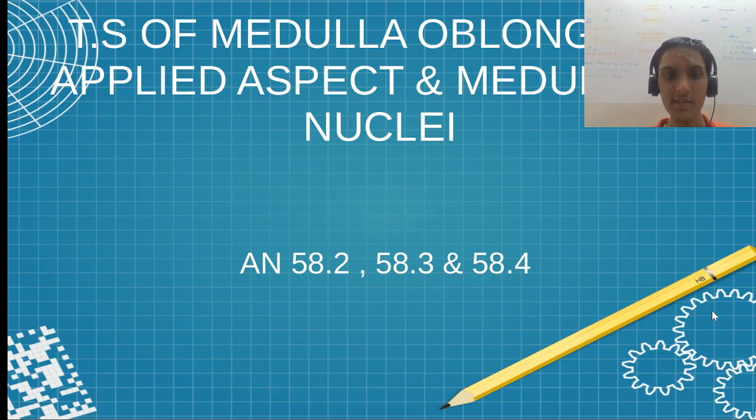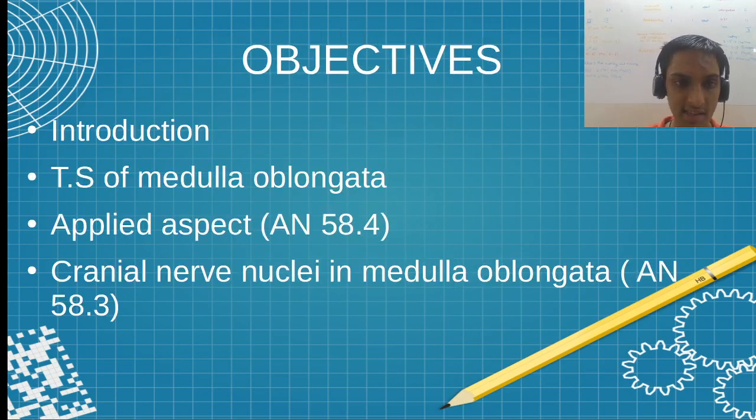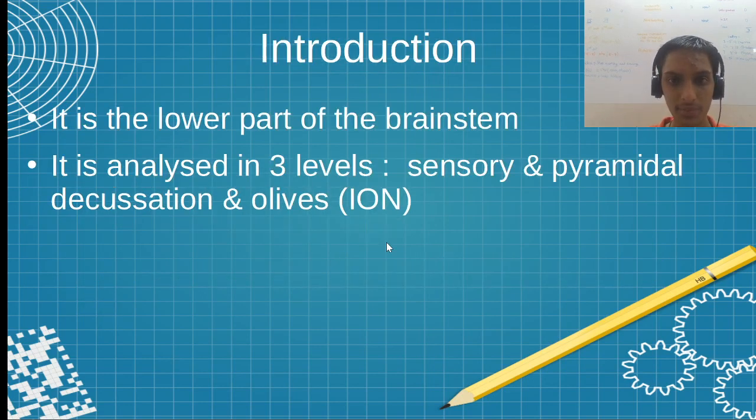Hello friends, in this video we will talk about TS of medulla oblongata, the applied aspect and the nuclei present in the structure, medulla oblongata. Let us see the introduction, the TS of medulla oblongata, three sections I will tell you, applied aspect and what are the cranial nerve nuclei. This is very important.